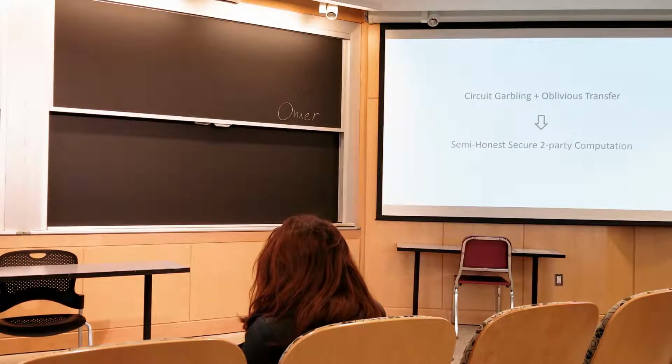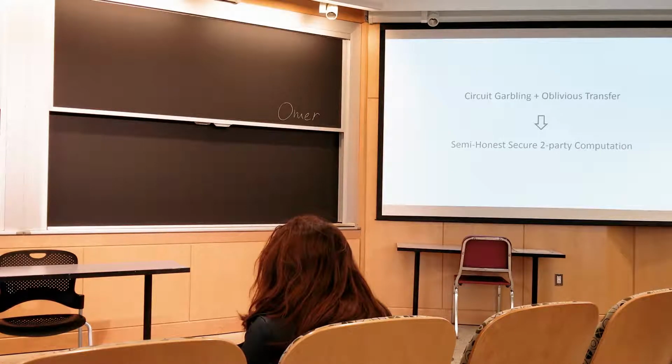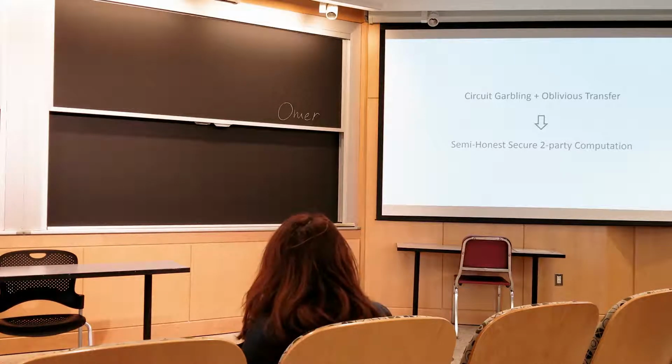So now, in the first part of the talk, I'll show you how to take a circuit garbling scheme together with an oblivious transfer protocol and construct semi-honest secure two-party computation, and construct a constant round secure computation protocol. I'm not going to show you how to construct this circuit garbling scheme yet. You have to believe me that it exists. In the second part of the lecture, I'll actually construct this circuit garbling scheme, and this will be more involved in terms of the details.